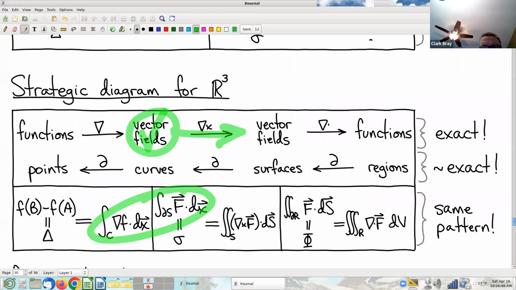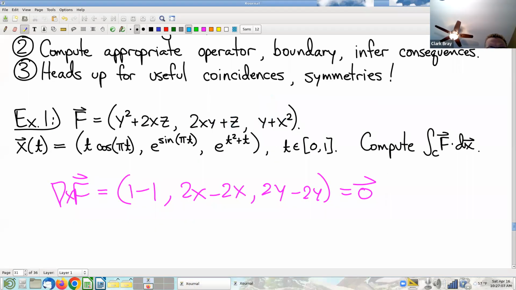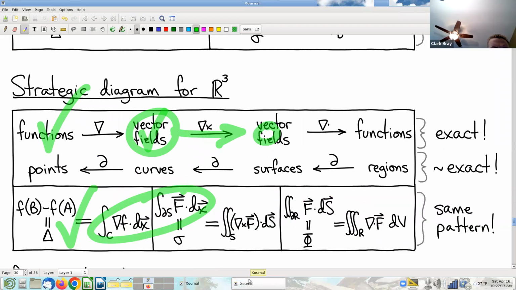Let's go back to our diagram. What does that tell us? We got 0, and that tells me that there is an anti-gradient. And so that tells me that I can use the fundamental theorem of line integrals if I want to. That's on the table. That's valid. Yeah, so that'd be one way to do it. Now, just to kind of flesh things out, let's go back to the diagram and consider our other options.